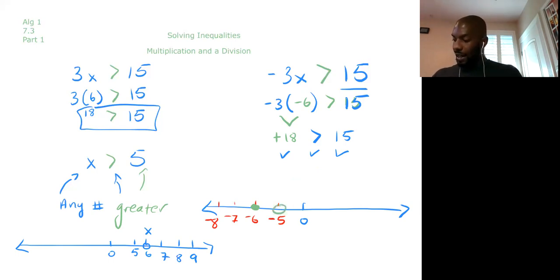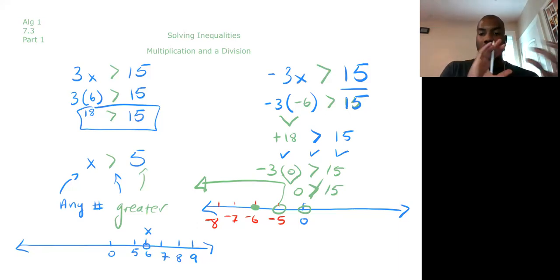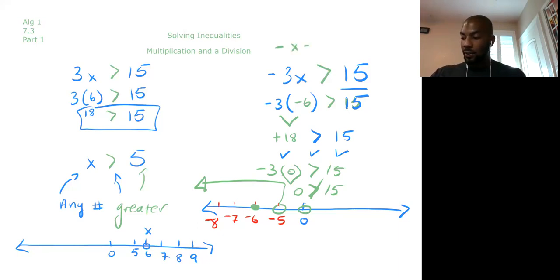So it's -5 and every number to the left. If I picked a number that was greater than -5, let's say I picked 0, right? I would get -3 times 0. Is that greater than 15? Well, -3 times 0 returns me immediately to 0, and 0 is not greater than 15. So that's what happens. Negatives change the nature of how your answers are going to come out. Because a negative times a negative is a positive, the sign switches.